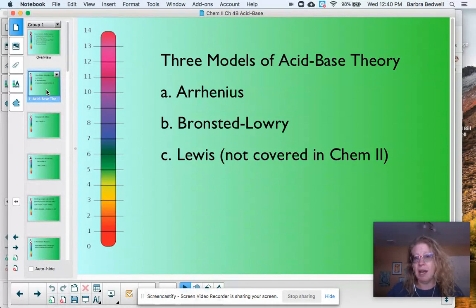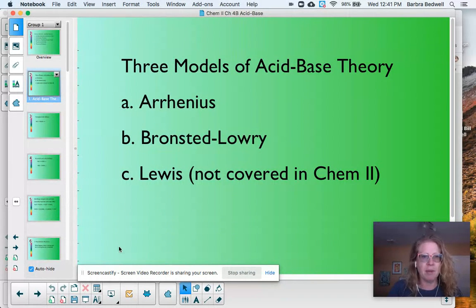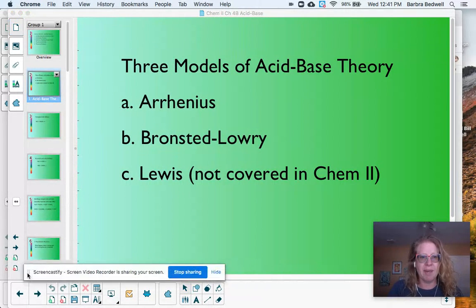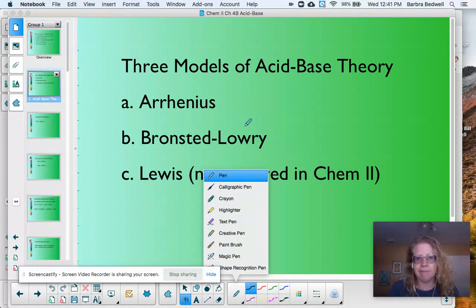And then we're going to talk a lot about the Bronsted-Lowry model in this particular video. That's our big idea that we want to get out of the way. So Arrhenius, the very first one, this guy at the top, was our basic dude. He's the one that knew how to do this.